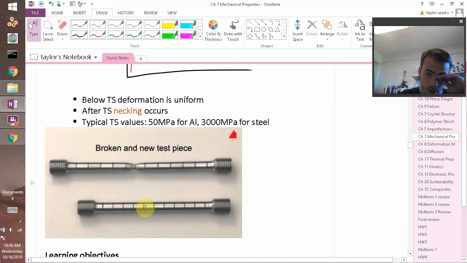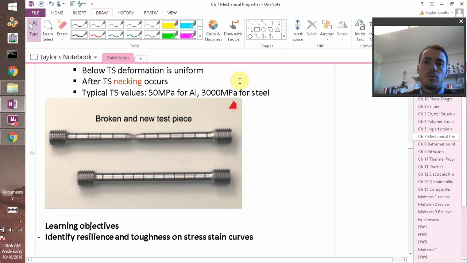So here's your initial bar where they had markings on it. Let's assume that these are like 1 centimeter apart. Well, here you see that those are now way more than 1 centimeter apart. They've drawn down, so that's because necking occurred. Okay? That typically happens above your ultimate tensile stress, because once it starts necking, it's going to support less and less load because the local stress is much, much higher. Okay? And you can look up typical values for those in the back of the book and elsewhere.